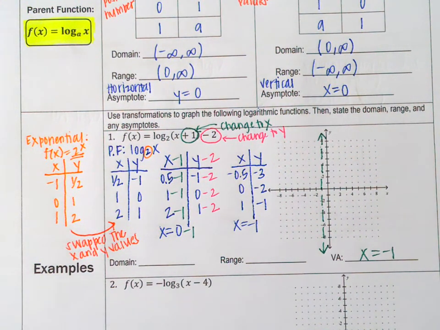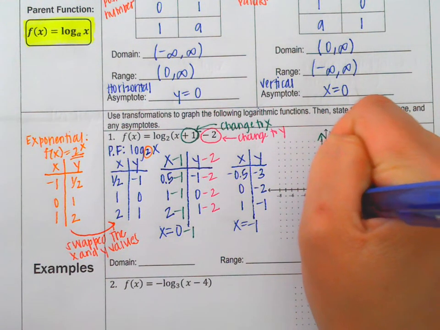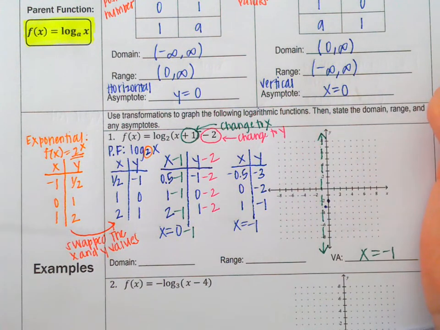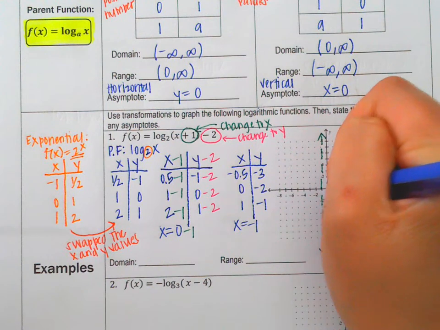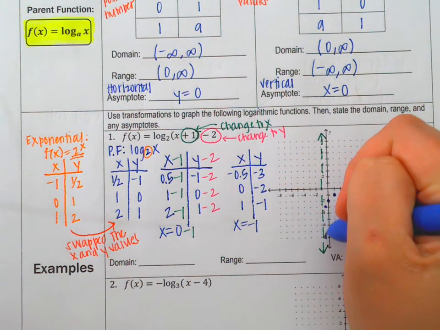I always want to start with my asymptote and make sure I graph that first so I don't accidentally go over it when I'm graphing my curve. So then -1/2 is at -3. 0 is at -2. And 1 is at -1. And so my curve looks something like this.